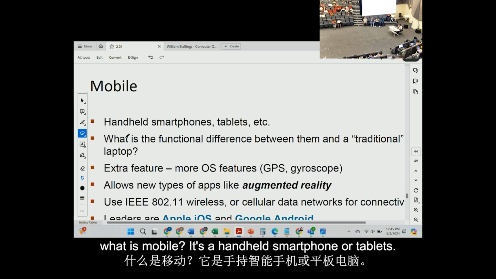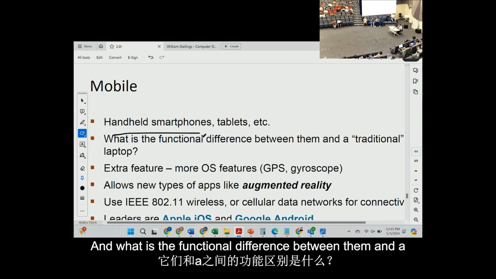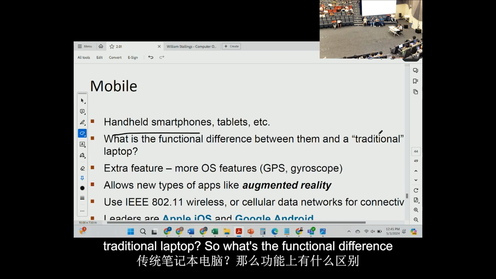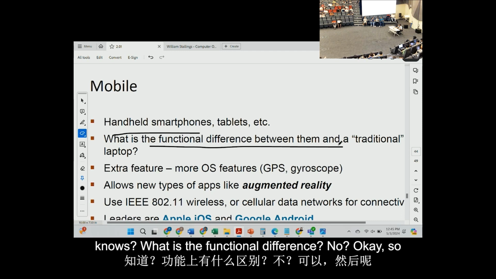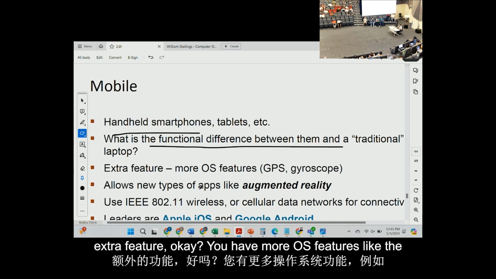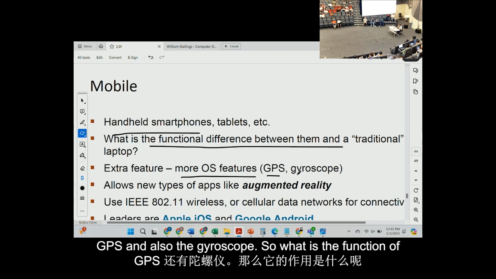So what is mobile? It's a handheld smartphone or tablet. And what is the functional difference between them and a traditional laptop? Anyone knows? What is the functional difference? No? Okay, so extra features: you have more OS features like the GPS and also the gyroscope.